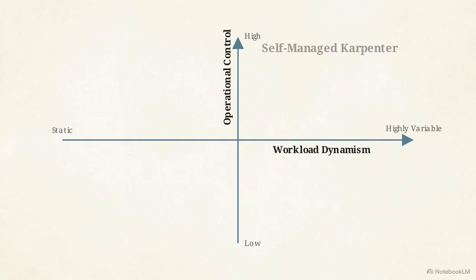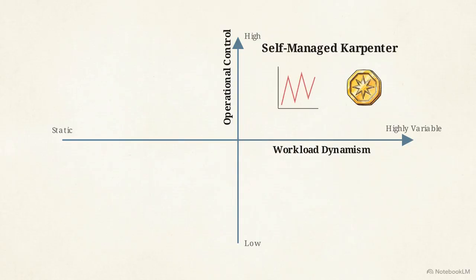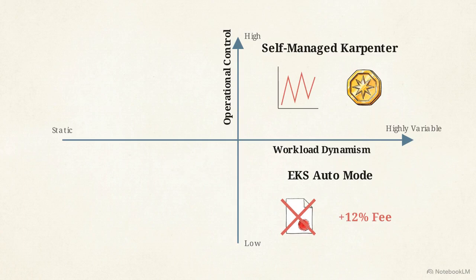Self-managed Karpenter plots in the top right quadrant. It is optimal for highly dynamic environments where a mature platform team leverages aggressive spot instance strategies and deep EC2 customization. EKS Auto Mode sits in the bottom right. It fits lean teams and startups running stateless web apps, where eliminating OS patching toil justifies the 12% compute surcharge.